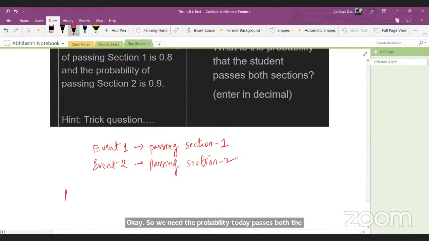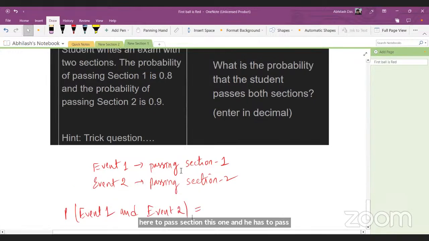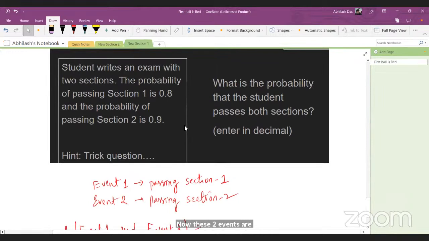So it means he has to pass event 1, that is, he has to pass section 1, and he has to pass section 2, which is event number 2. Now, these two events are independent. That was the trick, actually. So passing section 1 is independent of passing section 2. How many of you got this?